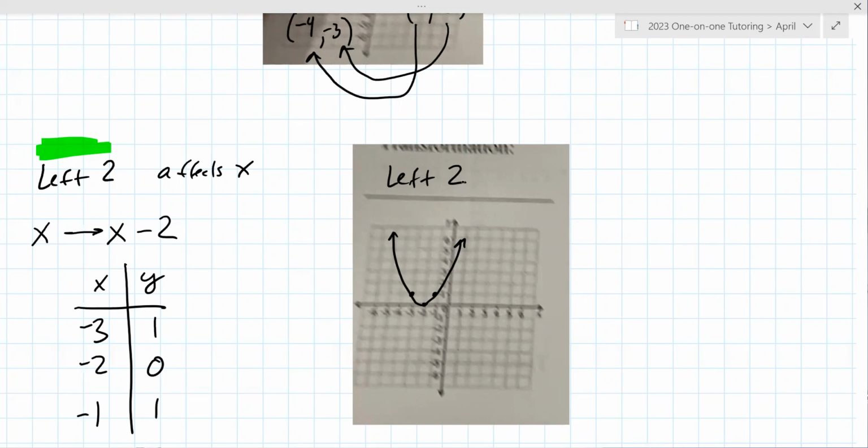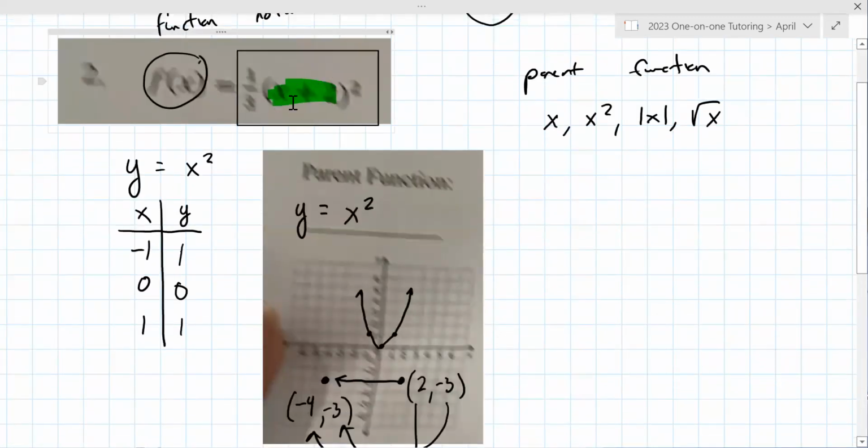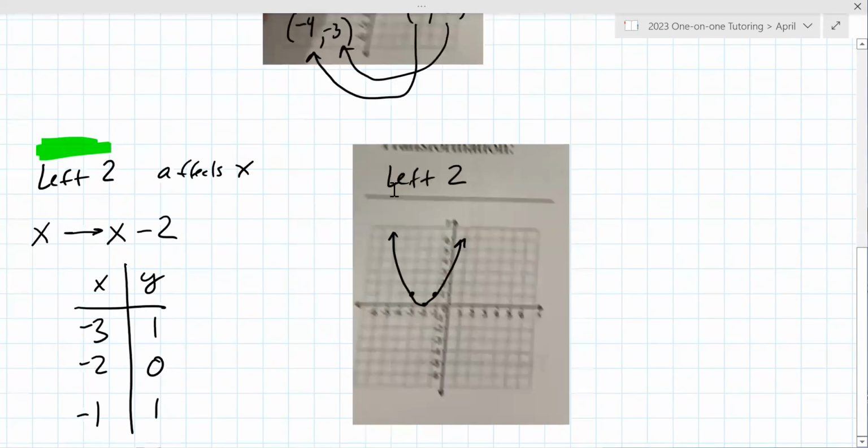Okay. You've got that? Awesome. What's the transformation called? It's called a shift left. Why do you say left 2? Can it be left angle? No, it's directly to the left. It comes from this x plus 2 inside here. Okay. So that means left 2.